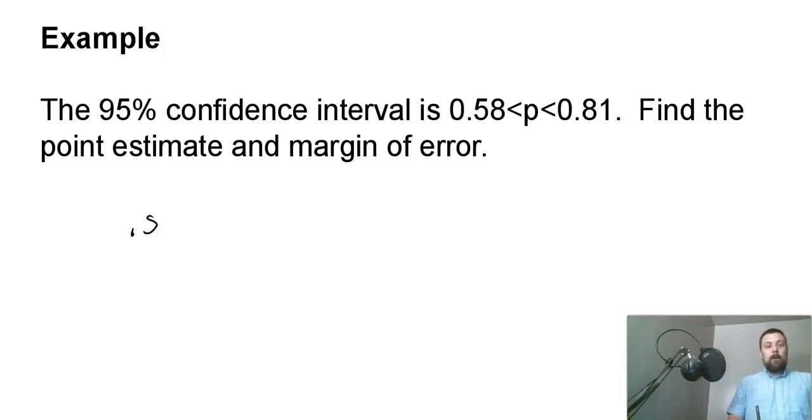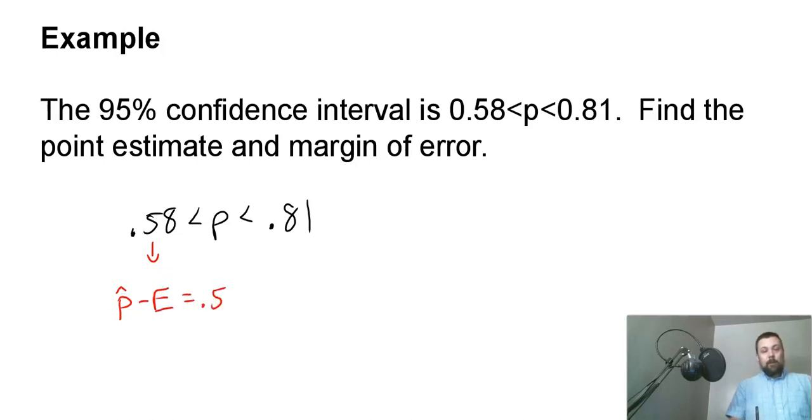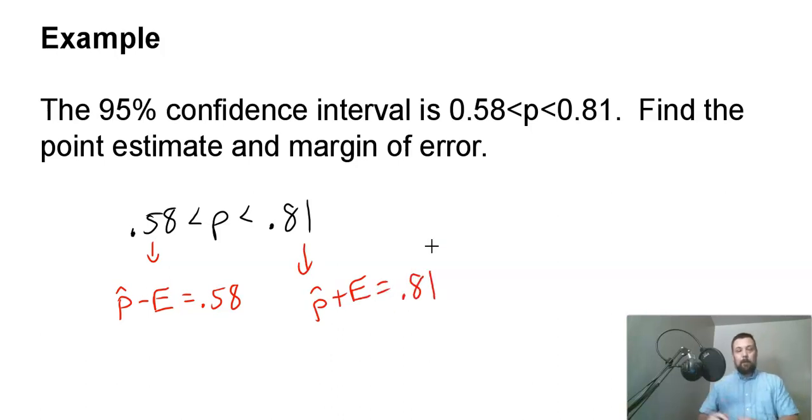So remember, 0.58, and there's formulas for this, but I'm just going to show you the logic, the concept behind it. And this is 0.81. Remember how the lower estimate is arrived at, right? This is p-hat minus the margin of error, and that's equal to 0.58. That's how they got that estimate there. This is p-hat plus the margin of error, and we know that's equal to 0.81. That's how they got the upper estimate.